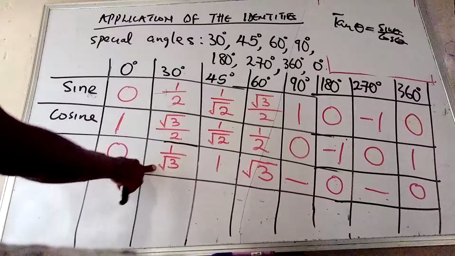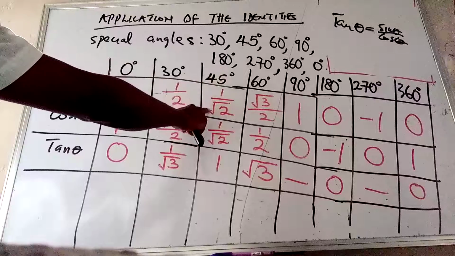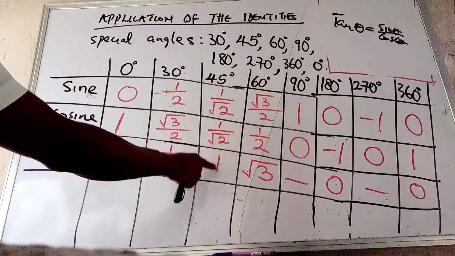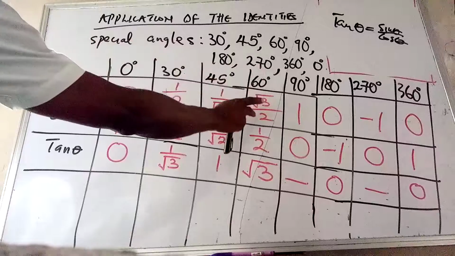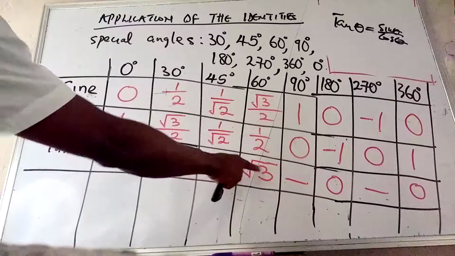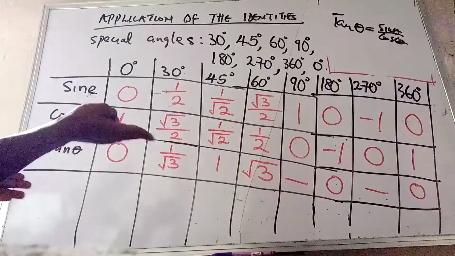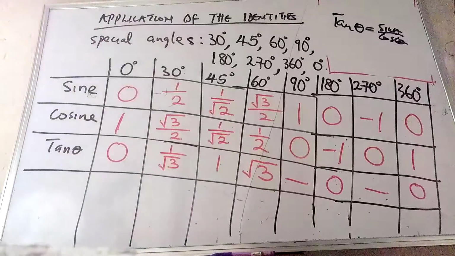You can try that. 1 over root 2 divided by 1 over root 2 will give you 1, of course, because they are the same. Root 3 over 2 divided by 1 over 2 will give you root 3. By the time you do it by yourself, you will get there.